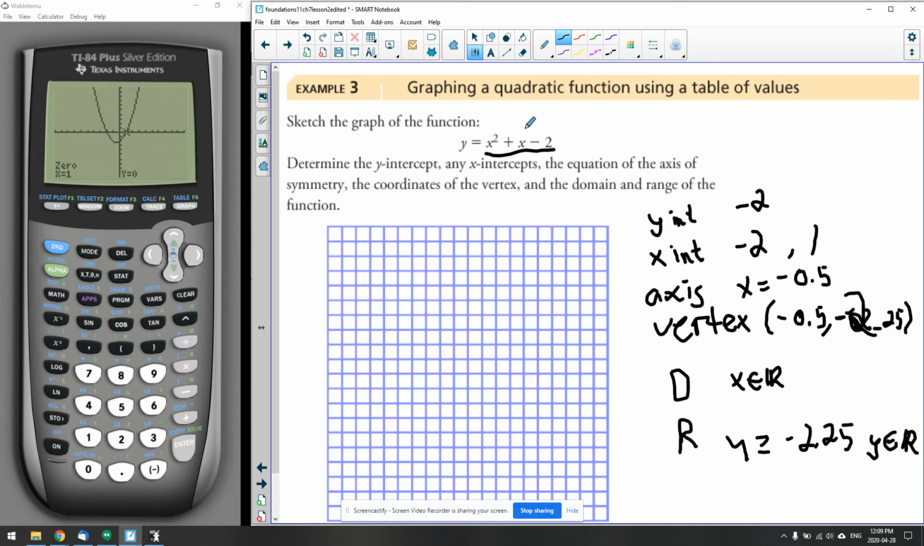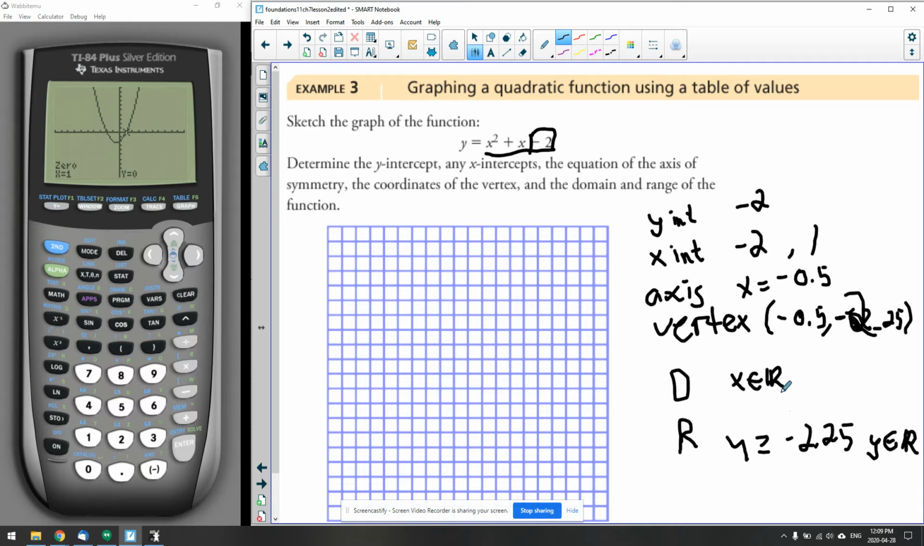So for this function right here, y is equal to x squared plus x minus 2, we graphed it on our graphing calculator. We found the y-intercept to be negative 2. Hey, look at that, negative 2. X-intercepts at negative 2 and 1. The axis of symmetry is at negative 0.5. We found our vertex to be at negative 0.5 and negative 2.25.